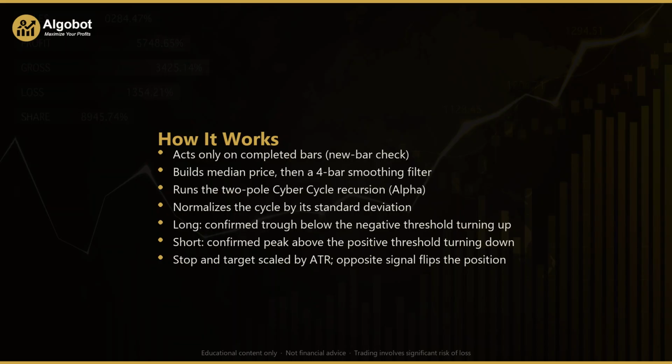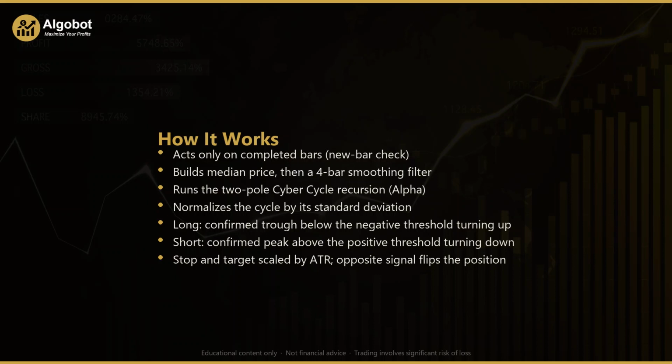Then comes the core engine, a 2-pole recursion, controlled by the alpha parameter, that produces the Cyber Cycle. A smaller alpha, with a default of 0.07, produces a longer, smoother cycle, while a larger value makes it shorter and more reactive. Next, the strategy normalizes that cycle. It measures the population standard deviation of the cycle over the norm period window, which defaults to 20 bars, and divides by it. The result is a scale-free oscillator that swings around zero. The EA then examines 3 recent readings: the newest completed value, the value 1 bar back, which it treats as a potential pivot, and the value 2 bars back.